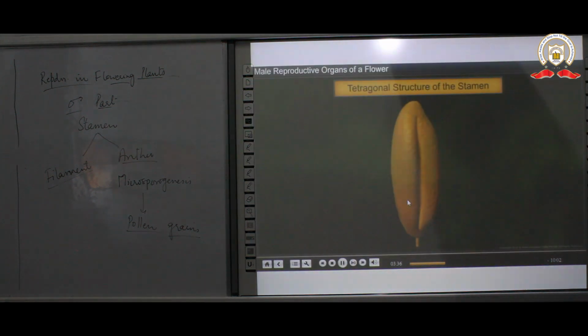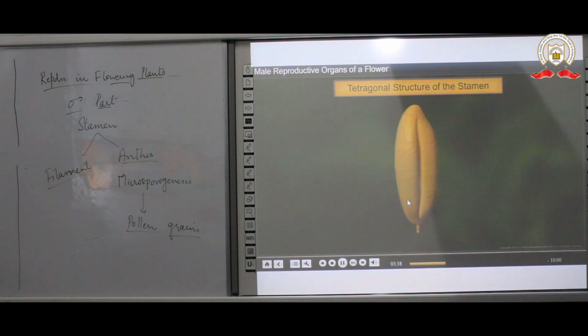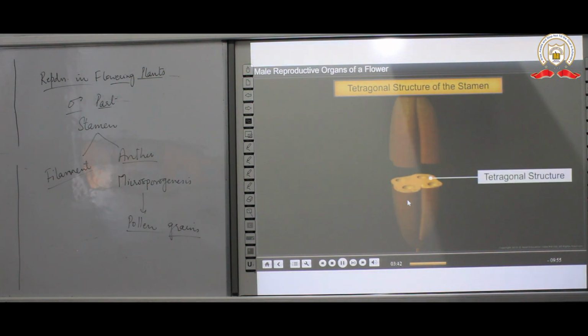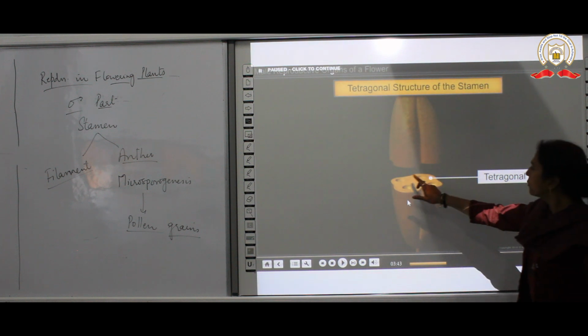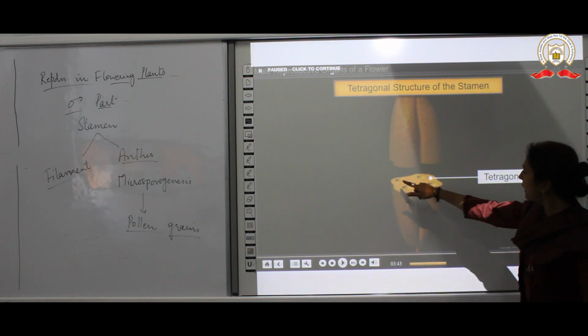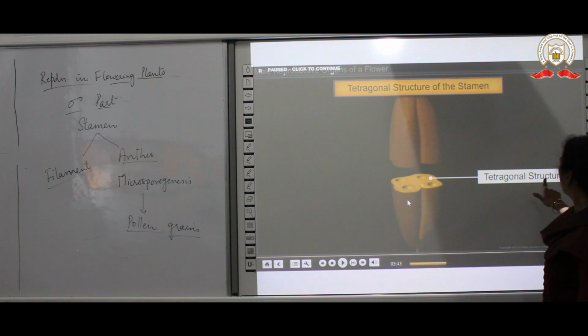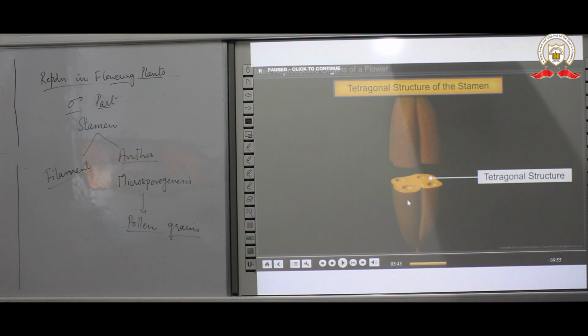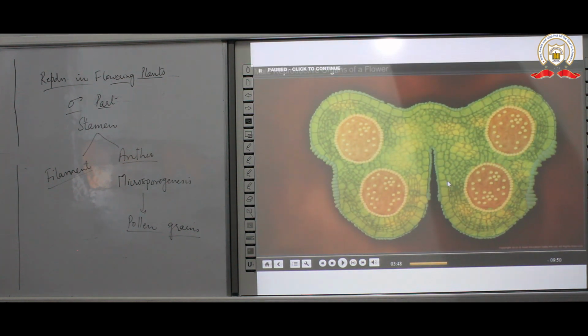Now when we have a look at the transverse section, it reveals that its lobes form a four-sided or tetragonal structure. Now, you can see that the anther in the transverse section has four sides and it is called a tetragonal structure, with a microsporangium in the corner of each lobe.